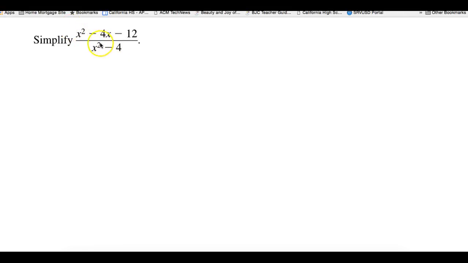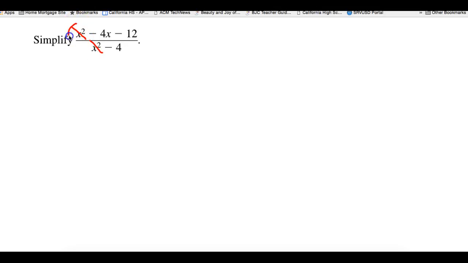So if you look here, we've got an x squared on top and an x squared on bottom. A lot of people will try to take those out and say that we're left with negative 4x minus 12 over negative 4. That is not okay. Absolutely not. You cannot do that.